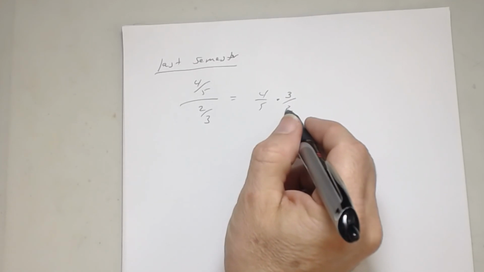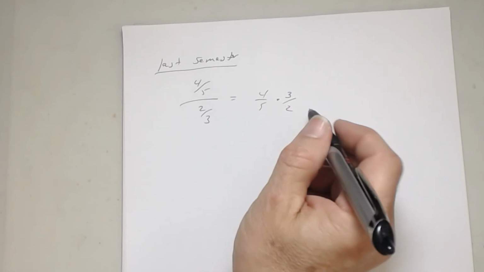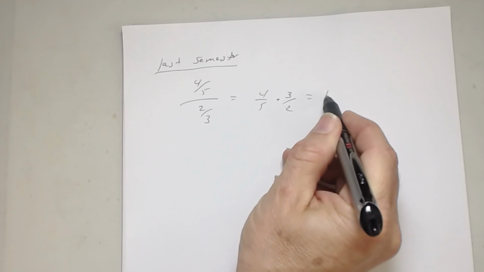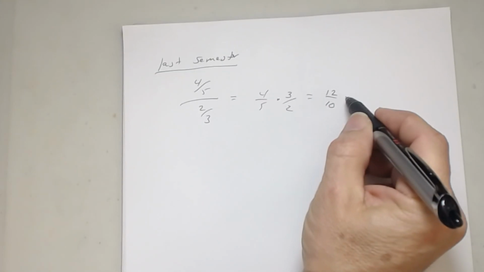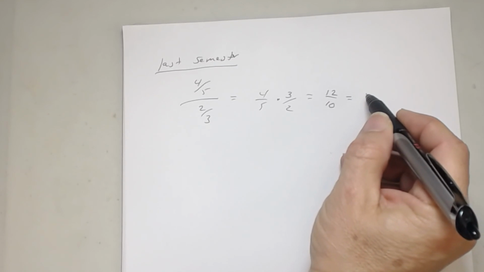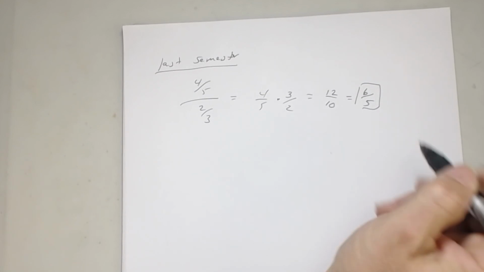Okay? So then you can reduce first or you can multiply first. Does not matter. So 4 times 3 is 12. 5 times 2 is 10. And then you can reduce. They're both divisible by 2. So that's what? 6/5.